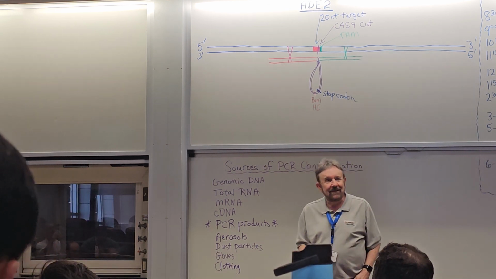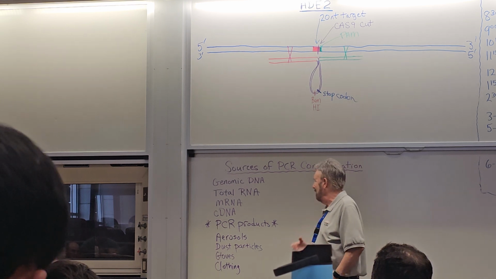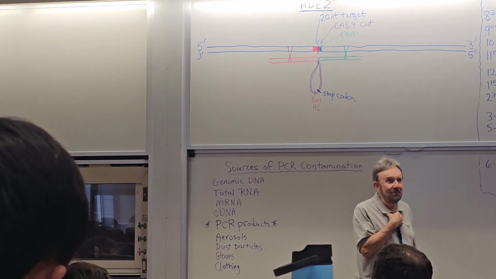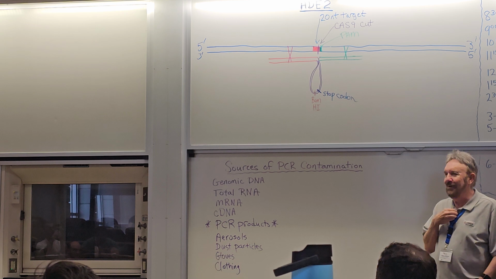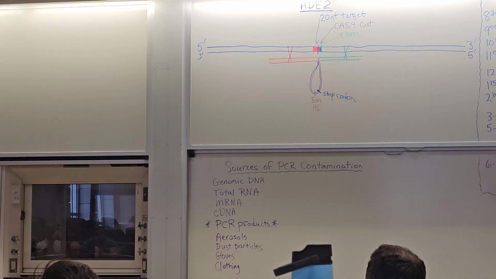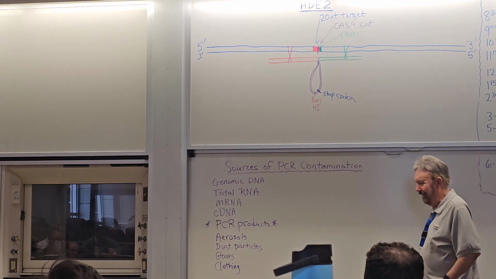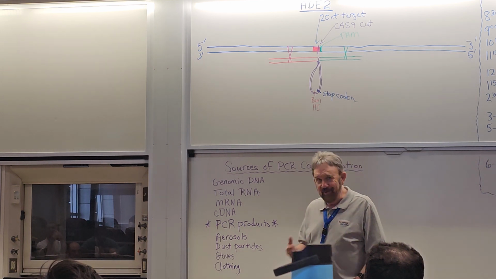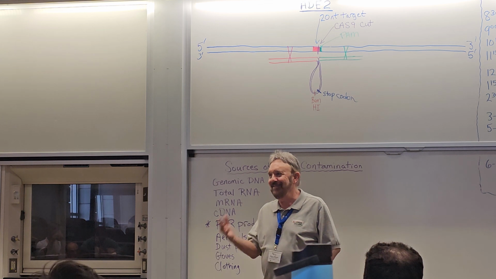But if your lab studies TPR or my lab studies TPR, my lab is the most likely lab in the entire world to be contaminated with TPR. Now, where do you find, for example, TPR product in a lab where you're doing PCR, gene expression, etc.? And the answer is everywhere. The answer is it's everywhere.